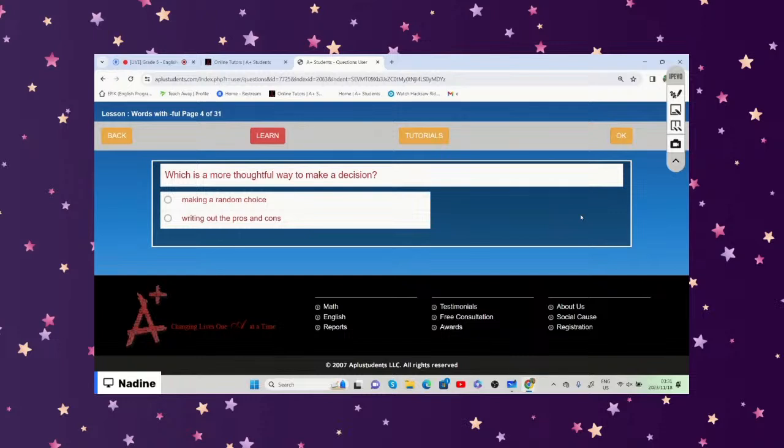So, which is a more thoughtful way to make a decision? Is it number one, to make a random choice? It's like you're just choosing anything and going with that. Or you are first writing the pros and the cons. It's like you're first writing down the good things and the bad things about something before you make a decision.